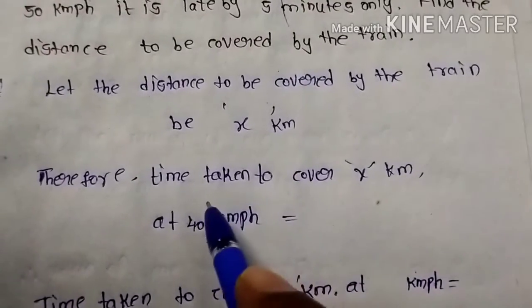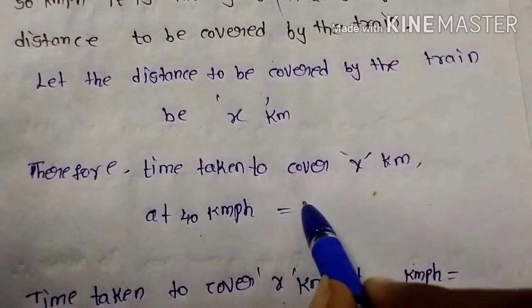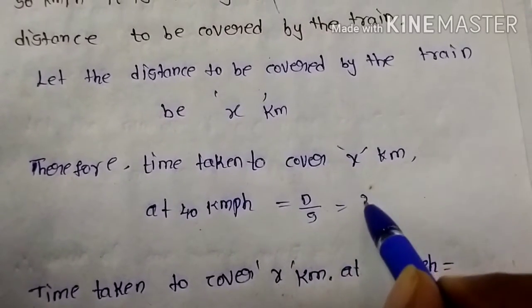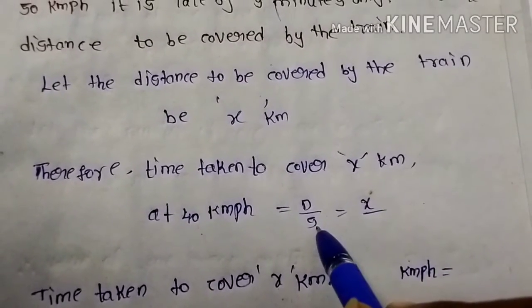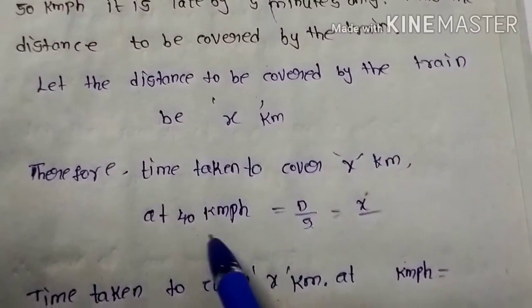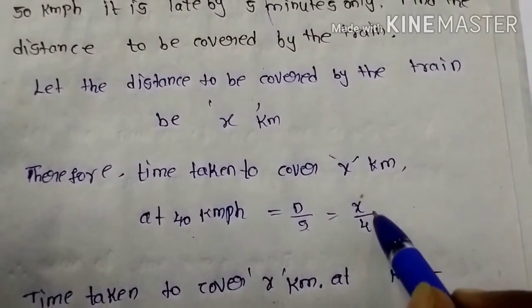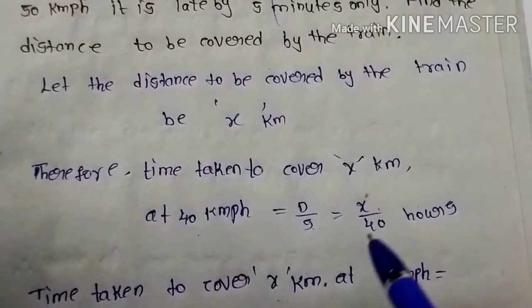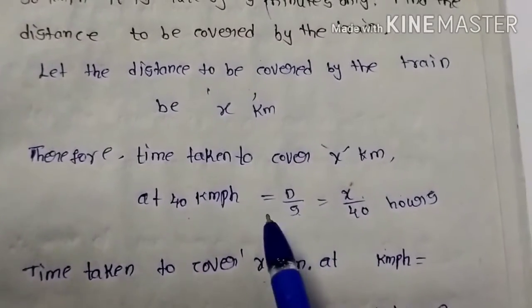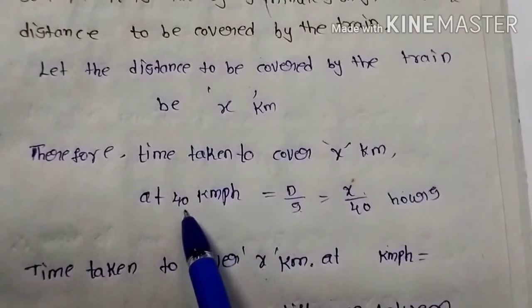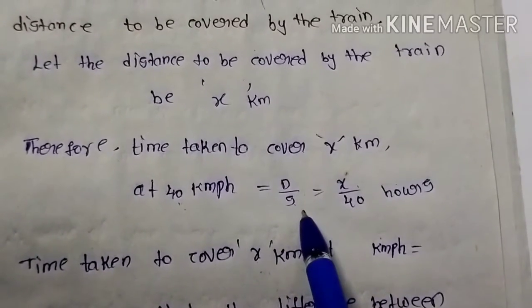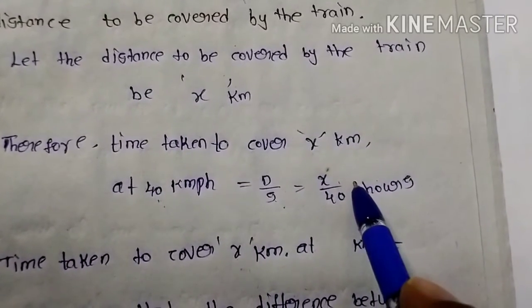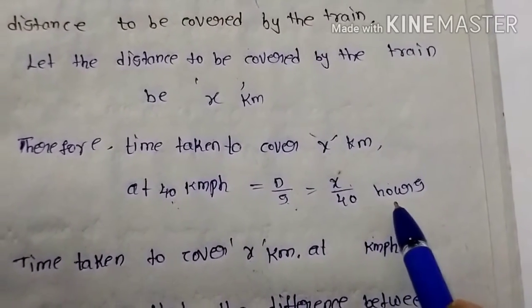What is the time formula? Time is equal to distance by speed. Yes or no? Distance is x kilometers. Speed is 40 kilometers per hour. That means you can write x by 40 hours. That means if the train runs at 40 kilometers per hour, the time taken to cover x kilometers is x by 40 hours.